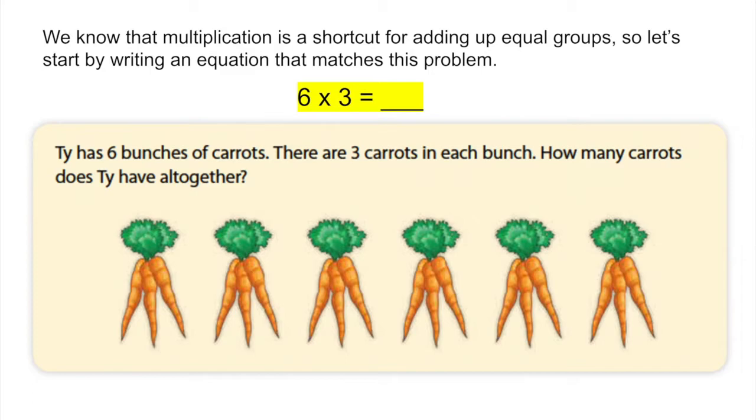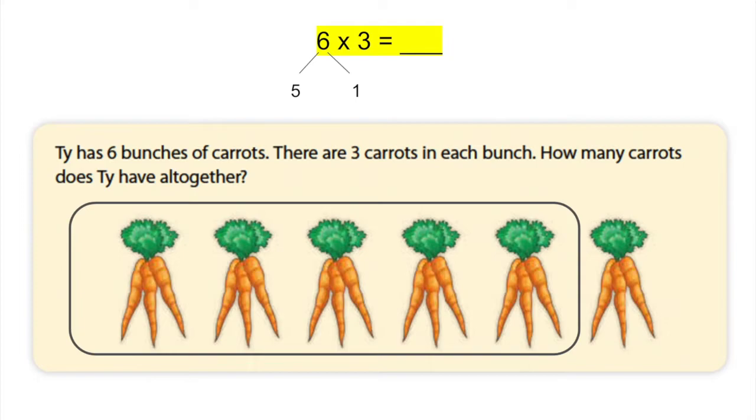Now first, we know that multiplying is a shortcut for adding equal groups. And let's start by writing an equation that matches the problem. This is always one of your first steps when you solve a story problem because it helps you make a game plan for figuring out what you're going to do next. In this case, there were 6 bunches, 6 groups, and each group has 3 carrots. So 6 times 3 is our equation.